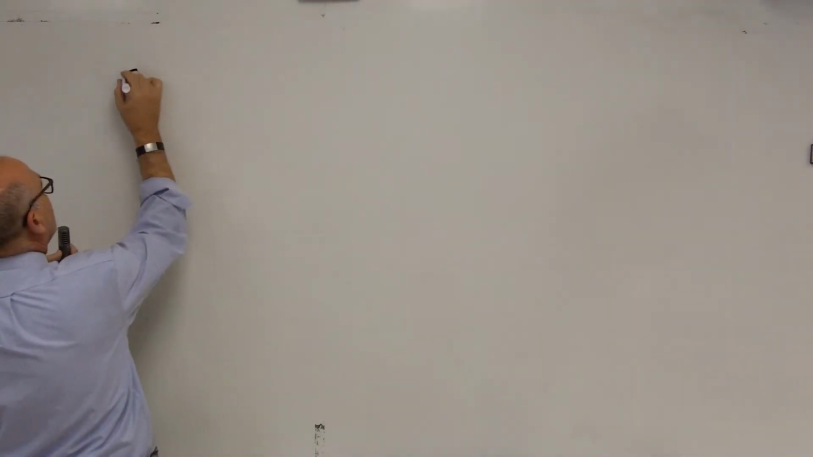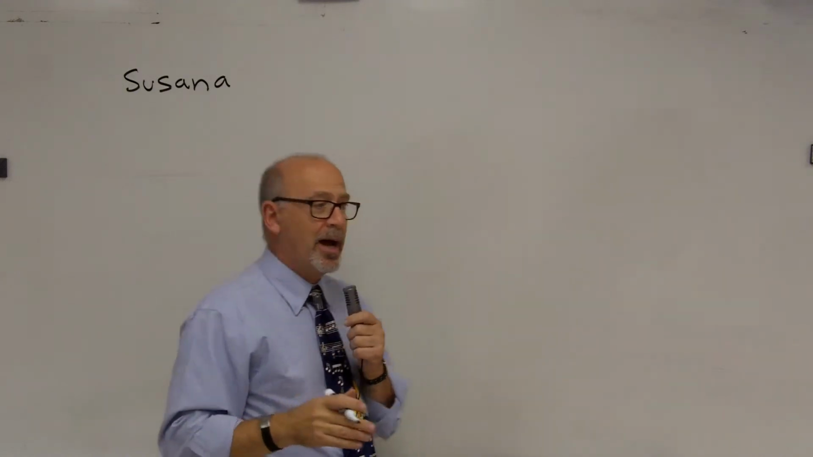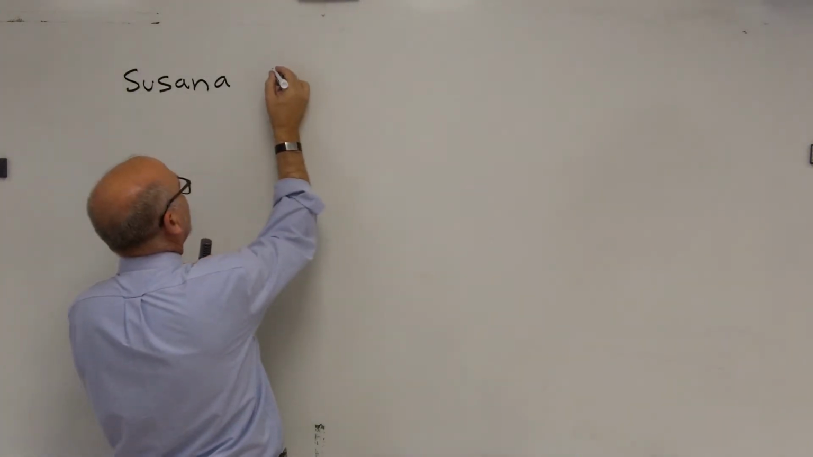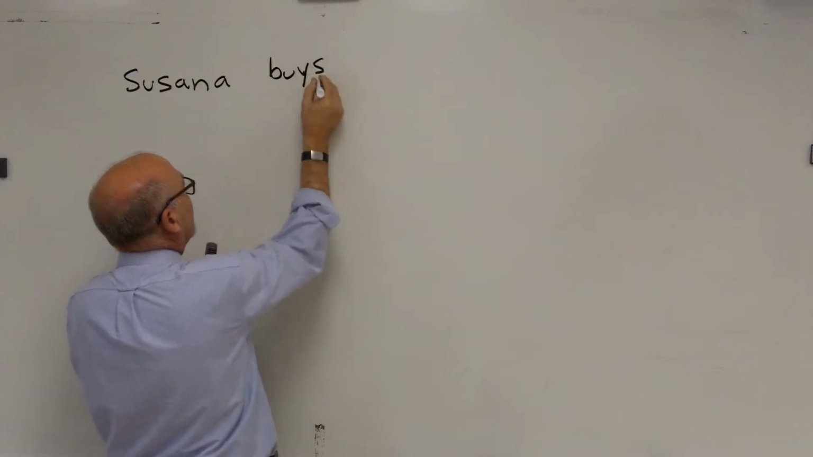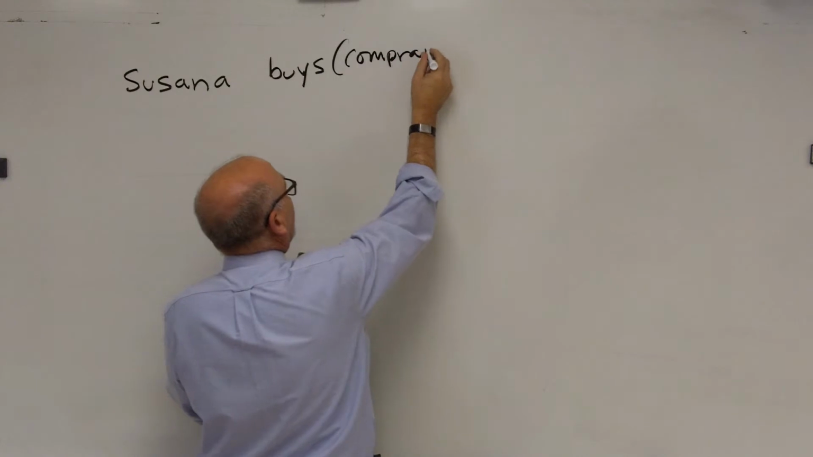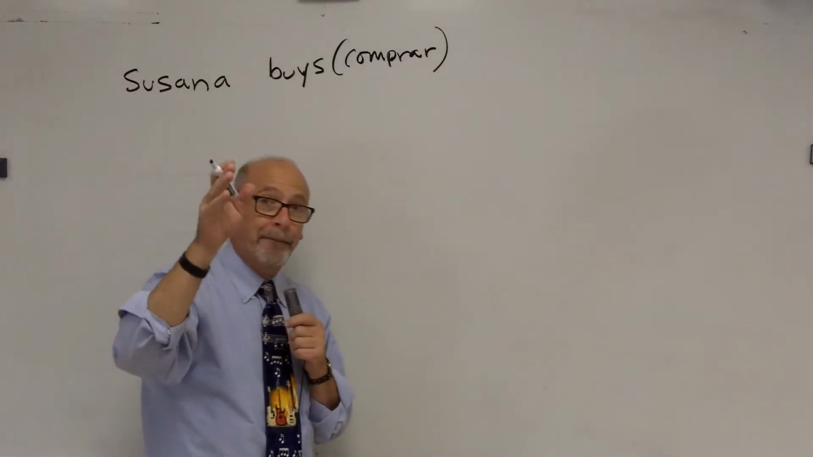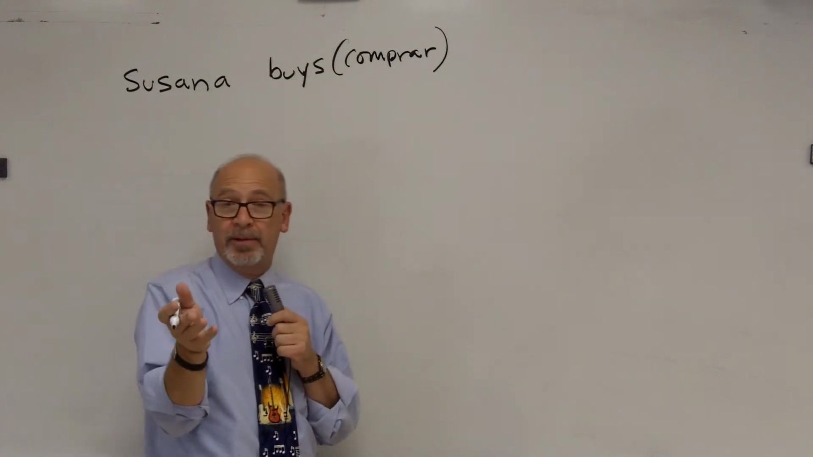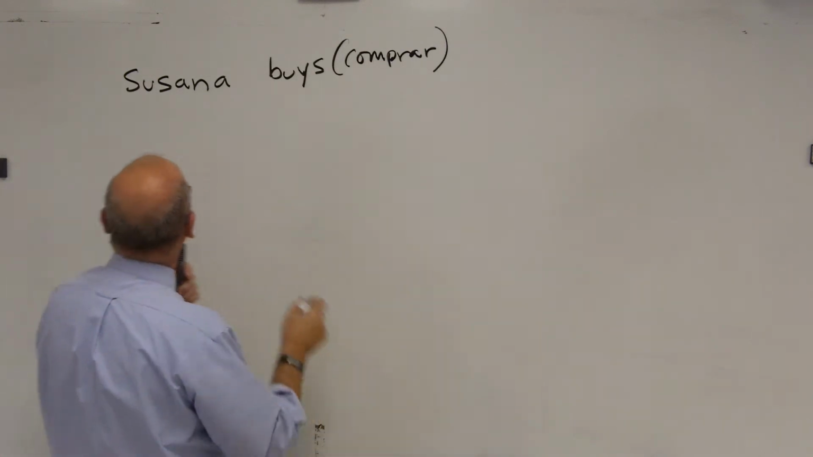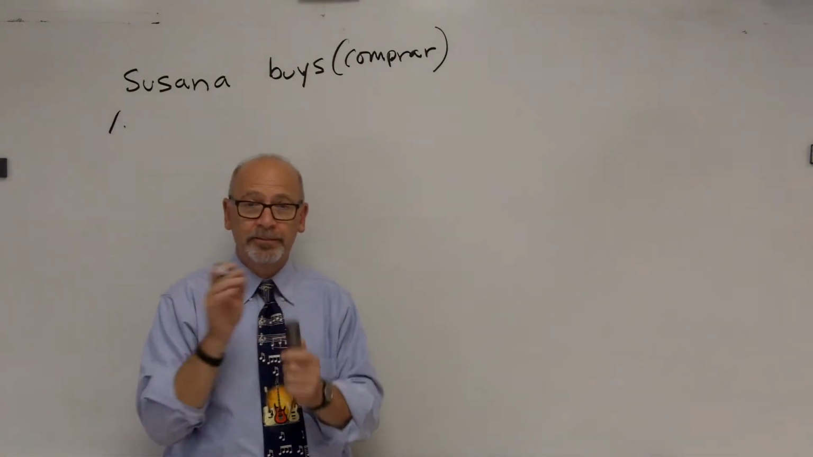Now, the first sentence that we're going to work with is Susana buys. And you know that the verb to buy is comprar, okay? Susana buys, and your verb is comprar. Easy, regular verb, AR ending verb, all right? So now, pause this whenever you need to, like right now would be a good time, and then for your number 1, write down Susana buys. So put me on pause, I'll wait.